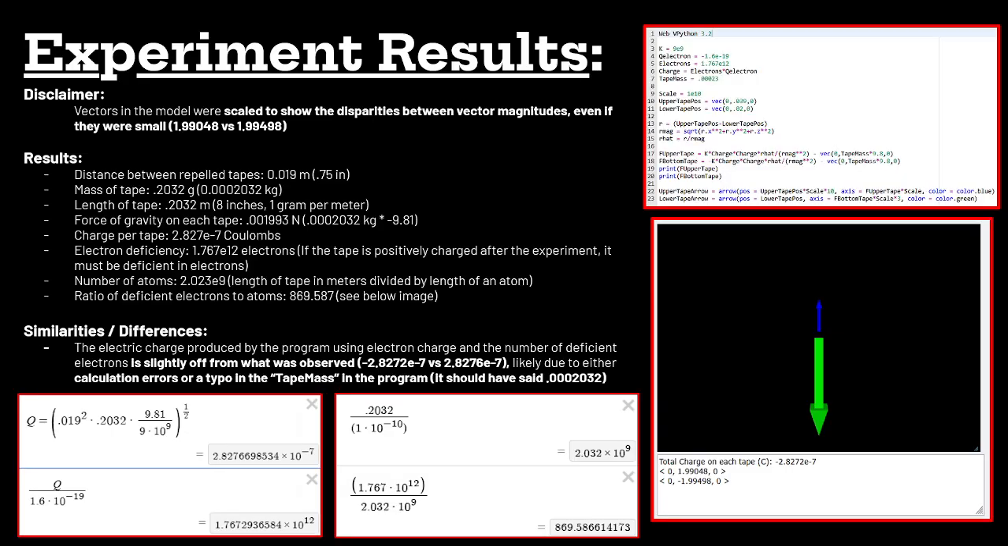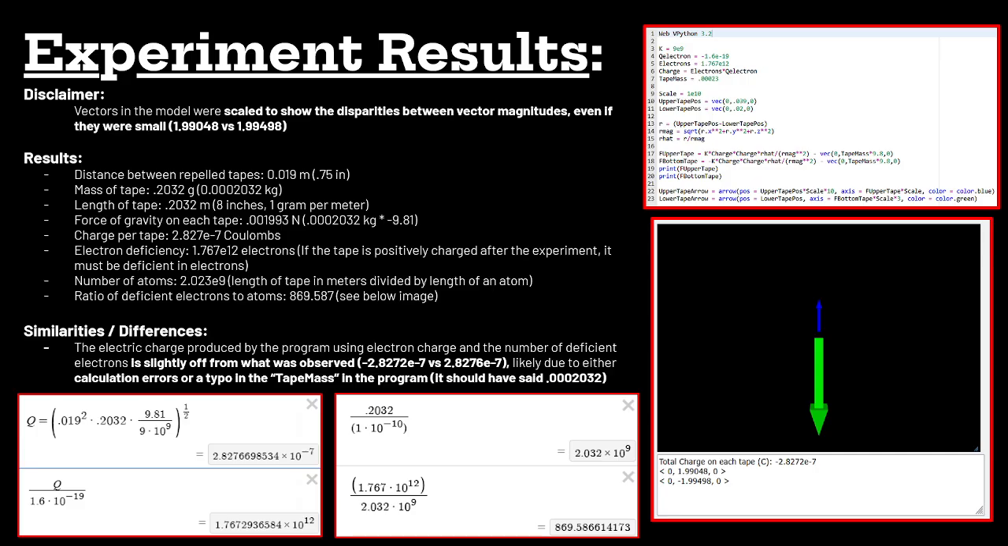Experiment results, well, we had the distance measured, the mass of tape was measured, length of the tape was measured, force of gravity was calculated based on the mass in kilograms with the gravitational constant. Charge per tape was calculated with this equation down here on the top left of these images. You can see it as 2.827e-7 coulombs. Electron efficiency was calculated by dividing by the charge of an electron. Number of atoms was calculated, and the ratio of deficient electrons to atoms was calculated here.